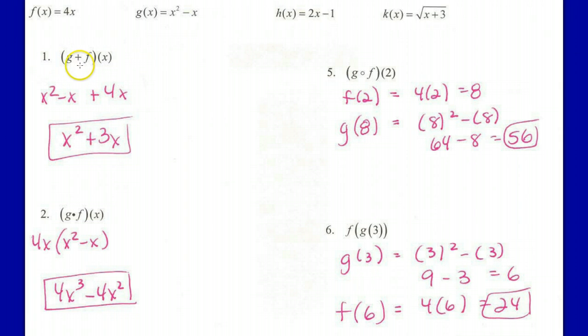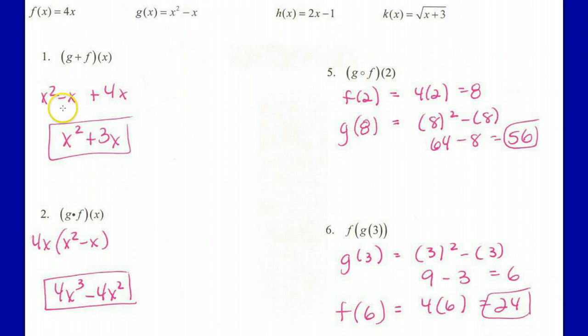Alright, number 1, g plus f of x means you're adding the 2 functions. We're not plugging anything in, so in the game it would be like me handing you the card and you not doing anything with it. So I literally substitute g and f next to each other. See, here's g over here.